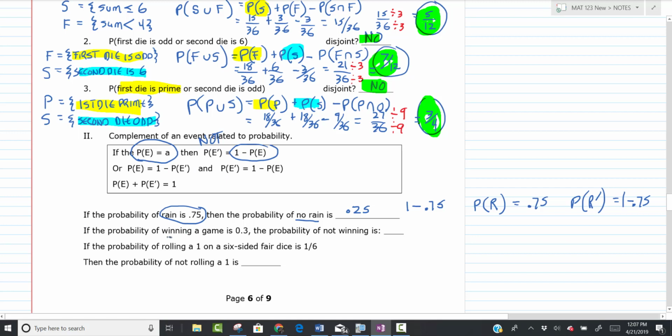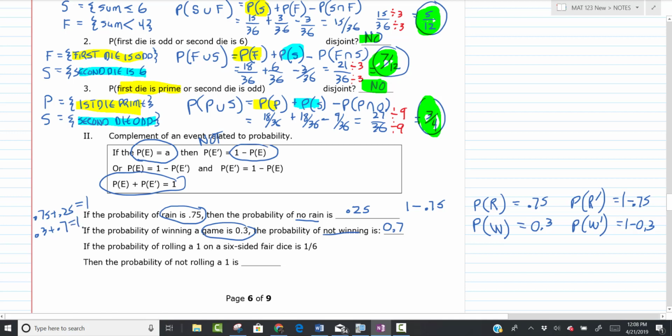Okay, the next one says the probability of winning a game is 0.3. So I'm going to write this at the side. Probability of a win is 0.3. So the probability of not winning would be the probability of W prime, so that would be 1 minus 0.3. Therefore, that's 0.7. I want you to notice what this symbol means. If you add the probability of rain plus the probability of no rain, you should get 1. Same thing on the next one: probability of winning, 0.3, plus probability of not winning should add up to 1.